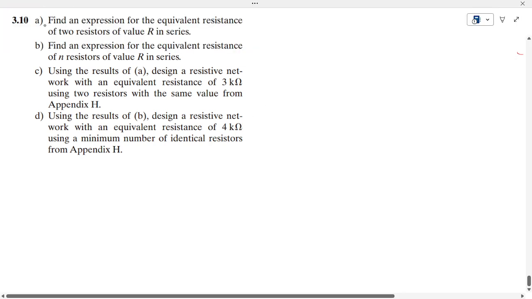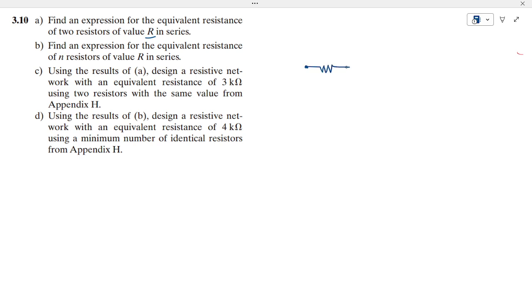Welcome back, guys. This is question 3.10, and the statement of this question is: find an expression for the equivalent resistance of two resistors of value R in series. Okay, so this is part A of this question, and similarly we have three other parts, which are B, C, and D. So let us first try to solve this part A, and here we are given two resistors having the value R connected in series.